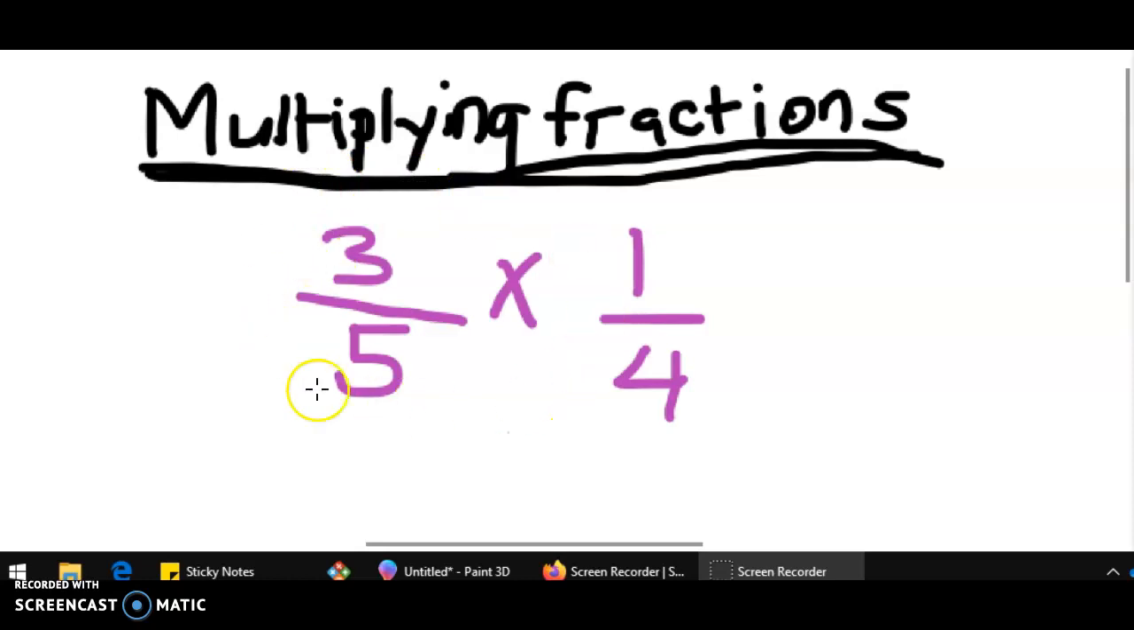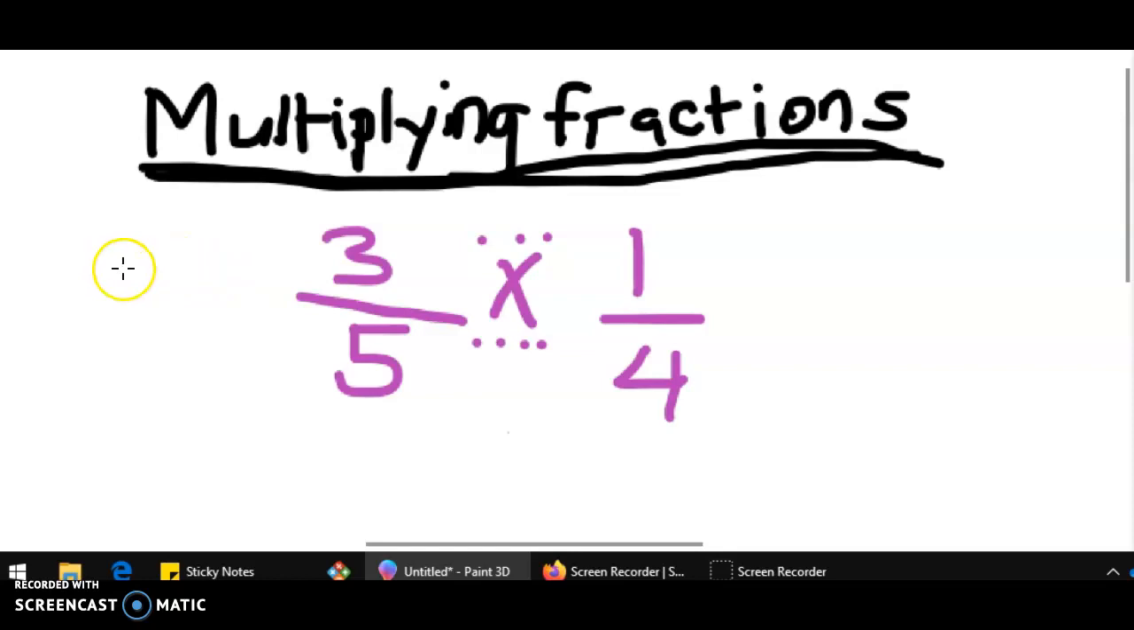Okay, in another example, we have 3 over 5 times 1 over 4. Okay, again we are going to multiply the fractions. We do not need to worry about the denominators being the same. Okay, now let's look at 3 over 5. Can we simplify 3 over 5? No. Can we simplify 1 over 4? No. Can we simplify 3 and 4? No. Can we simplify 1 and 5? No. So we are going to multiply the fractions directly.